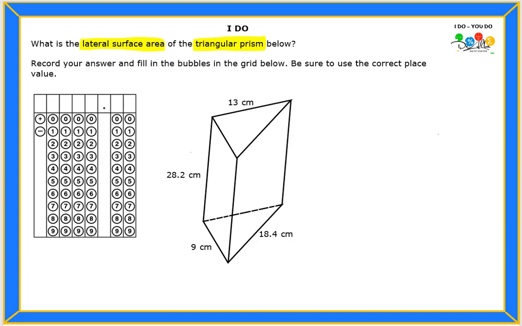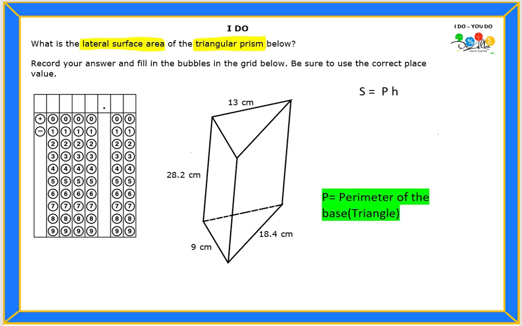Okay, so the first thing I want to do is find the formula for lateral surface area. We still have an S for the beginning, right? But lateral requires a smaller formula than total surface area. The formula is P times H, where P stands for the perimeter of the base. And the height is the distance between the two bases. So let's go ahead and find the perimeter.